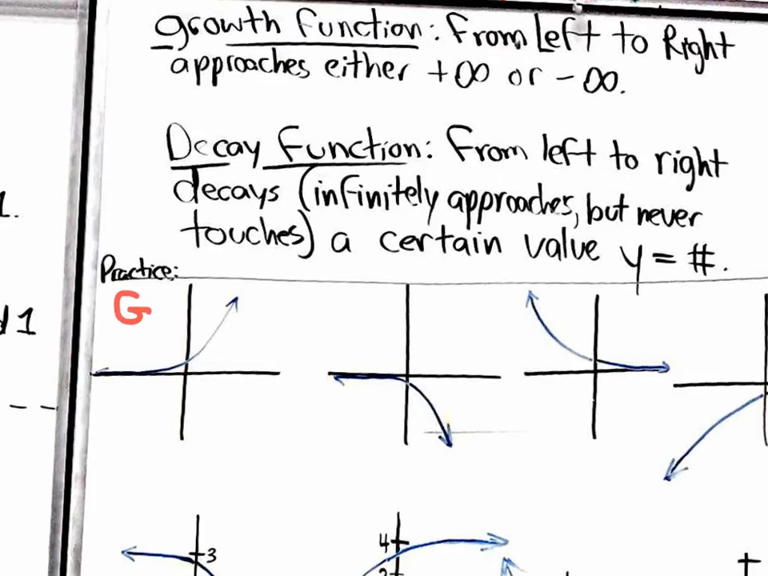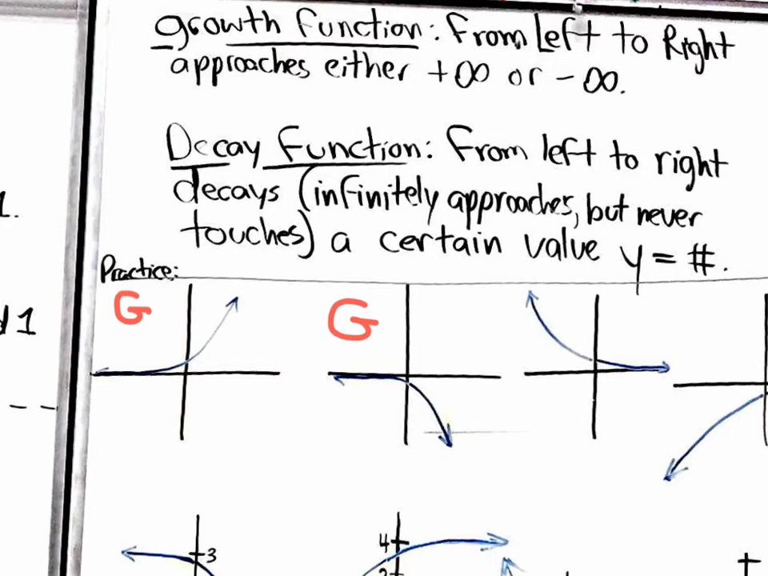If we take a look at the next one, okay, it looks from left to right. We're not looking at it from right to left. We're going from left to right, kind of like when we read sentences from left to right. Right here, it looks like it's not going anywhere, and then all of a sudden, it goes down to negative infinity. So remember, it says up here, a growth function from left to right approaches either positive infinity or negative infinity. So what is this, guys? That's also a growth.